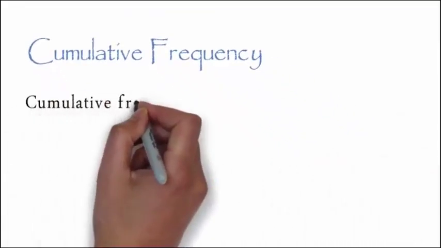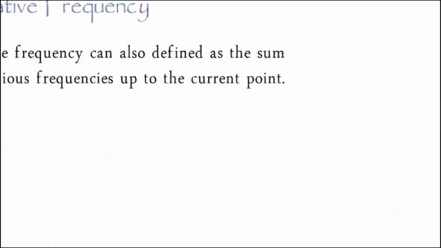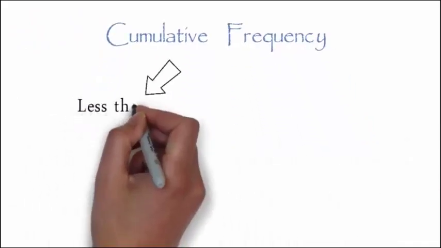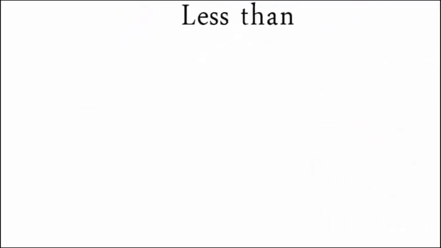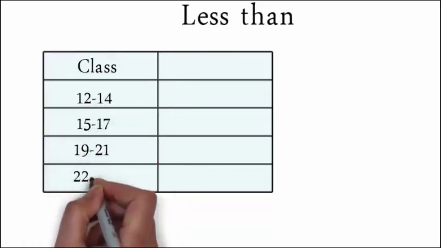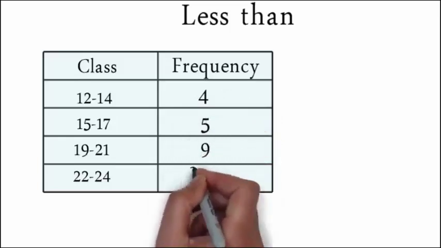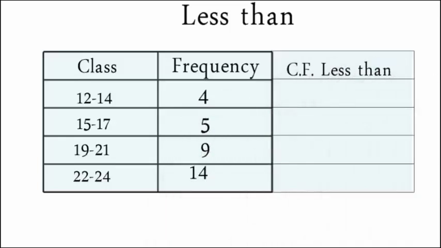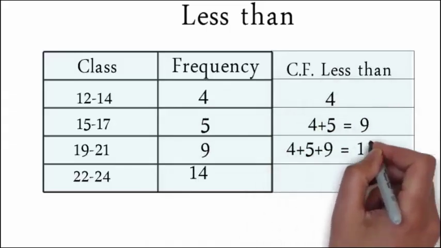Cumulative frequency. Cumulative frequency can be defined as the sum of all previous frequencies up to the current point. Cumulative frequency is of two types, less than type and more than type. First, we'll see cumulative frequency less than the upper limit with the help of an example. Following are the classes and their respective frequencies. Cumulative frequency is the sum of the frequency of a particular class and the frequencies of all classes preceding it. It is calculated from top to bottom.